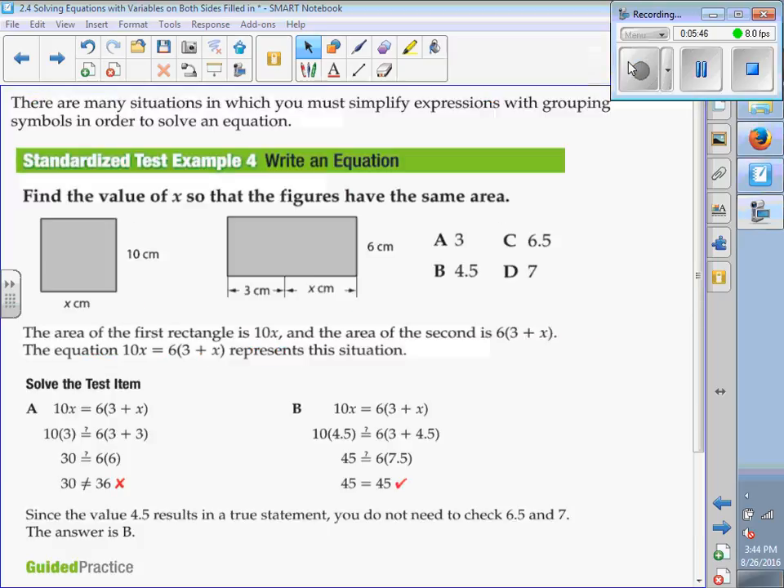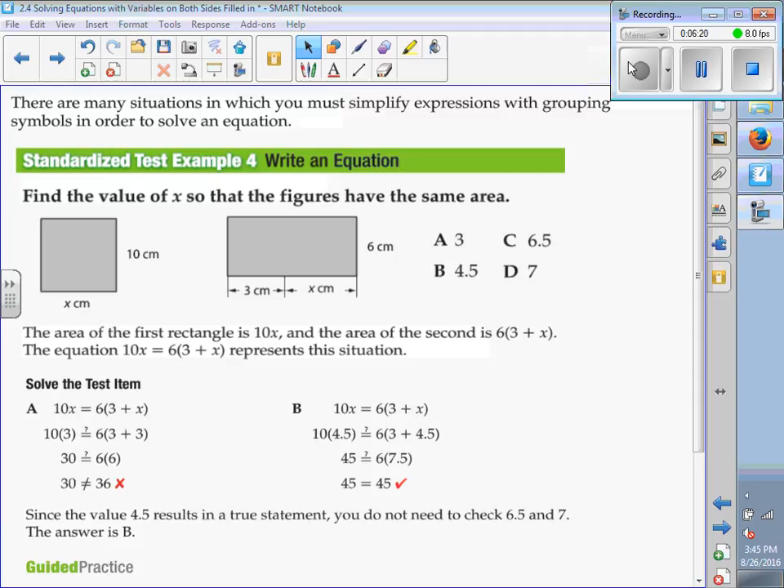All right, and example 4 is writing an equation. There are many situations in which you must simplify expressions with grouping symbols in order to solve an equation. So here, the example is that we want to find the value of x so that the figures have the same area. How do I find the area? What's the formula for the area of a rectangle? Length times width. When you're dealing with two dimensions, it's length times width.